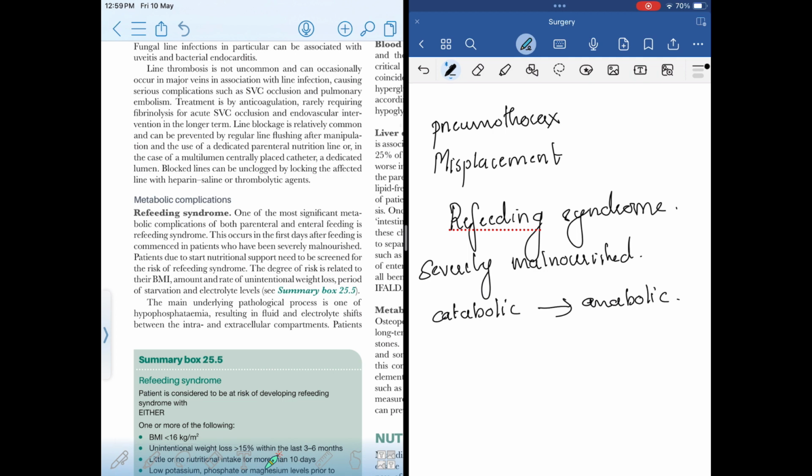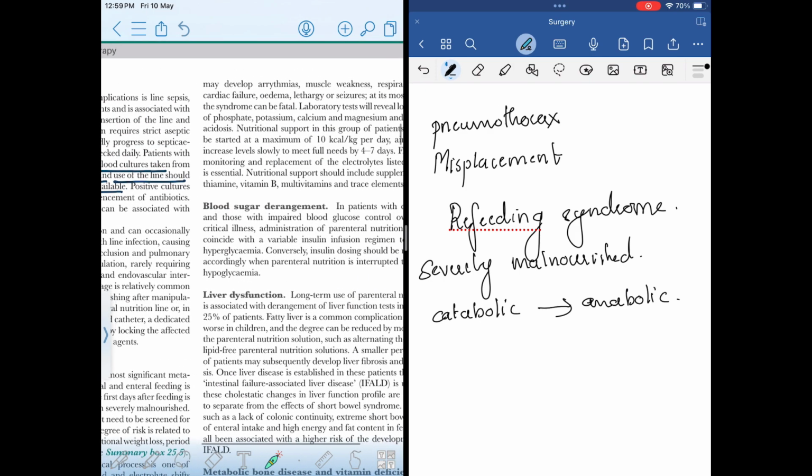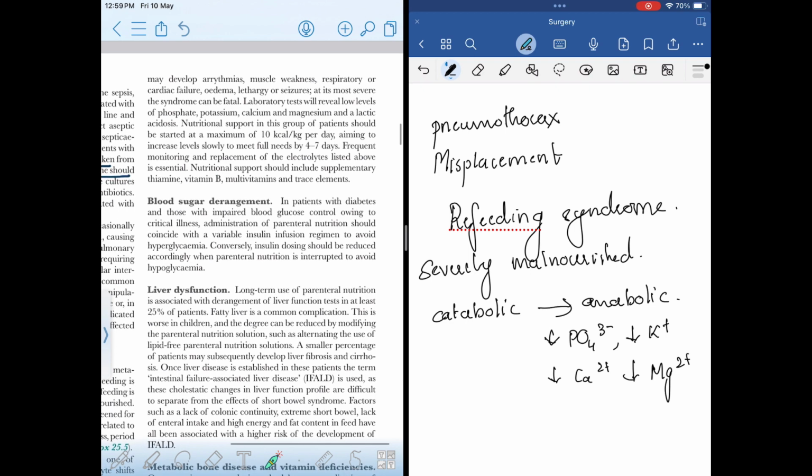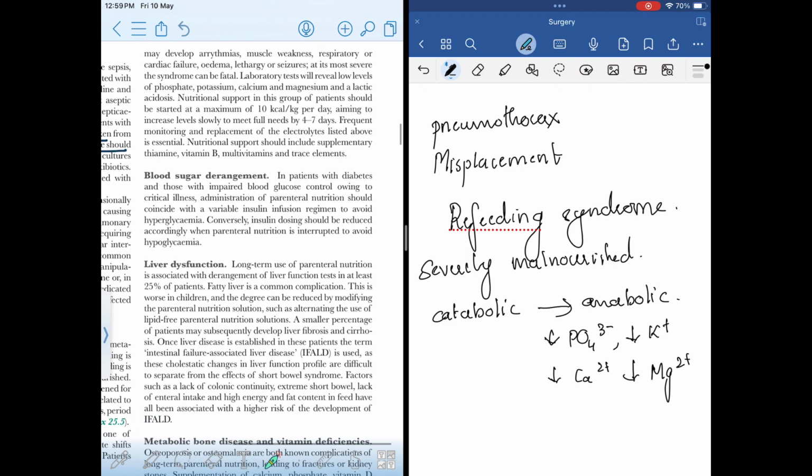Then what happens is that there is a release of insulin and then there is uptake of electrolytes such as potassium, magnesium, calcium and phosphate. This will result in hypophosphatemia, hypokalemia, hypocalcemia, and hypomagnesemia. This can lead to arrhythmias, it can lead to cardiac failure, and it can also be fatal. So that is what refeeding syndrome is all about.